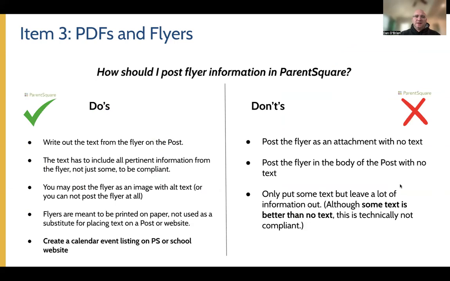So just to wrap this up, do's and don'ts. Do write out the text from the flyer in the ParentSquare post. The text has to include all pertinent information from the flyer and not just some to be compliant. That doesn't mean it has to be every single word, but it has to be enough information that it's essentially the same as what's on the flyer, so that we're not discriminating against somebody who can't read that flyer. You can post the flyer as an image along with the text, and make sure it has alt text, because it's considered an image, so that there's a really brief description of the image.